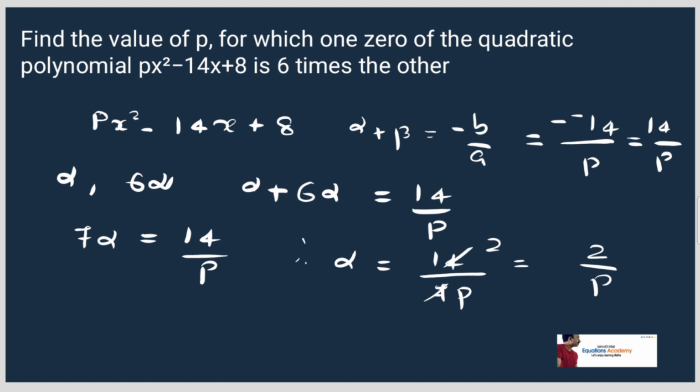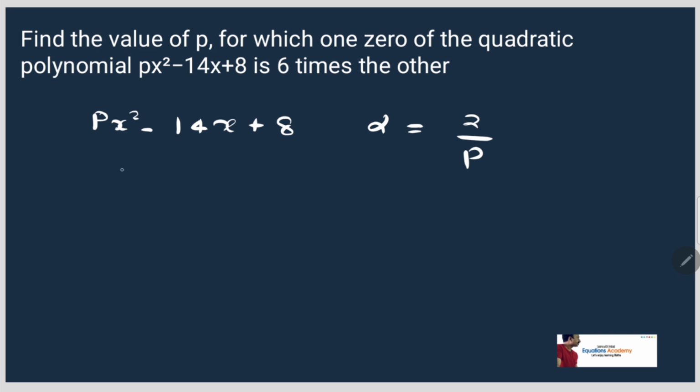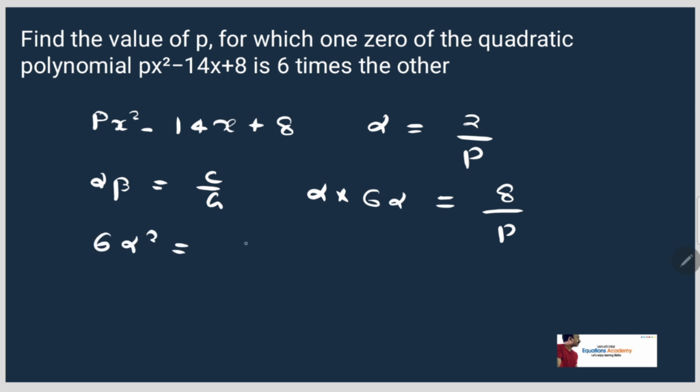Now we'll find the product of the zeros. Product of the zeros, alpha beta, is equal to c divided by a. That means alpha into, instead of beta we can write 6 alpha. c is the constant, 8, divided by a, the coefficient of x square, that means p. So we get alpha into 6 alpha equal to 8 divided by p. That means 6 alpha square is equal to 8 divided by p.